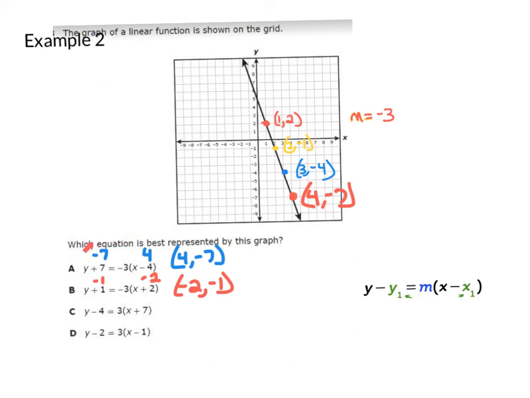So then our answer has to be A because it represents the point positive 4, negative 7, and it has the slope of negative 3. So then our answer would have been A. So that's two different ways where you can see using the point slope form of an equation.